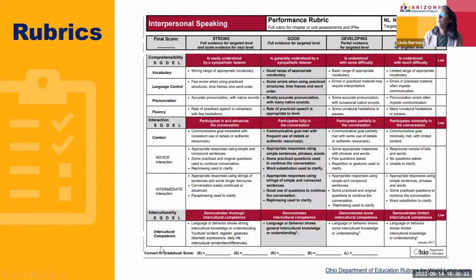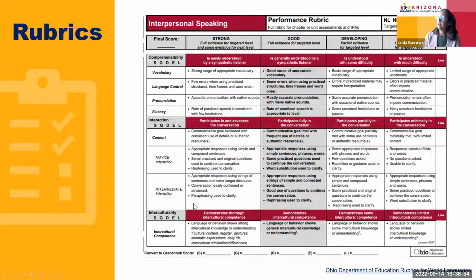Again, this is a little bit more of an in-depth one. So you can see they've got the idea of going from novice to intermediate. This is a final score of, did they, is it strong, good, developing, or emerging? You can assign a point value to it so that way you can put something into the grade book.